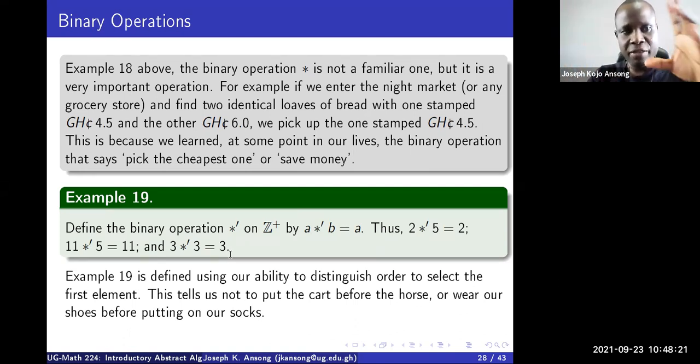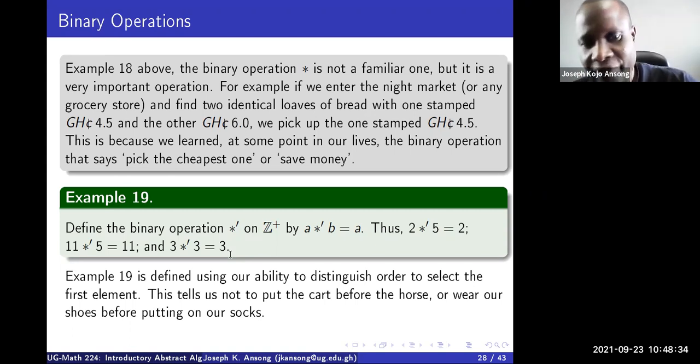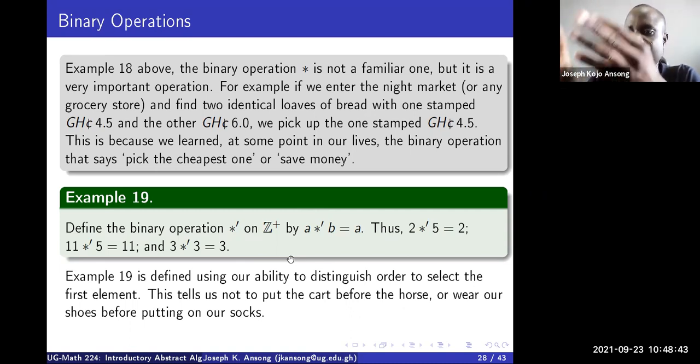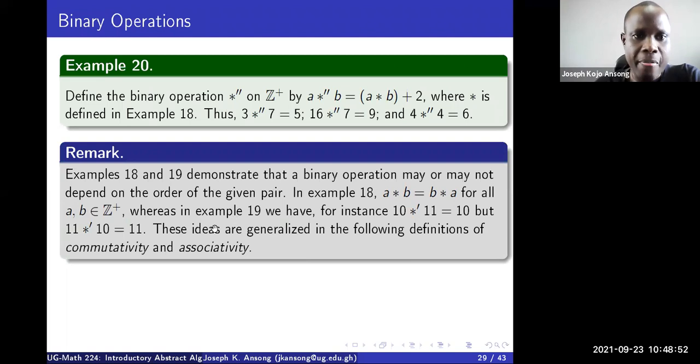There are some things you have to do first. Put on your socks before you put on your shoes. You have to do that first. Don't put the cart before the horse. Don't put on your shirt before your singlet. So this operation says pick the first one. And it's neither addition, nor multiplication, nor division or subtraction. It is an abstract operation, a binary operation. Good.